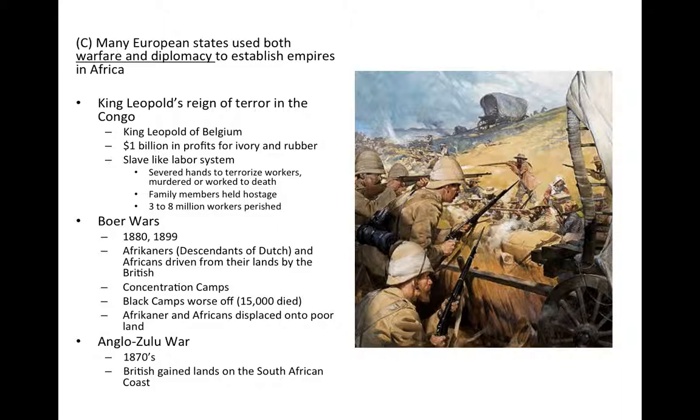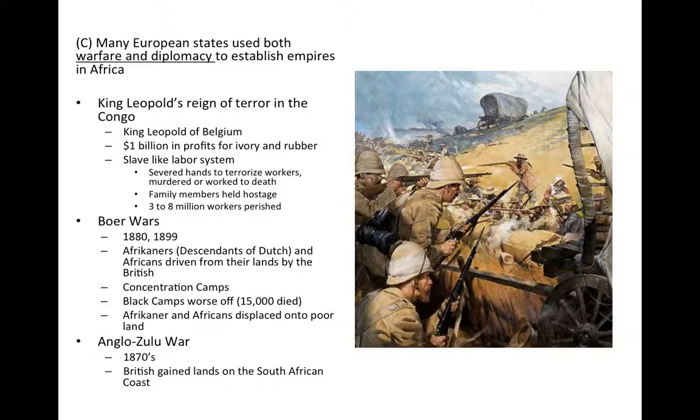He was brutal to the workers. He would terrorize the workers by severing their hands. He would murder workers. He would call for the murder of workers who maybe were resisting, and he would work many of the local Congolese people to death. Overall, 3 to 8 million workers perished. So that may not be conflict, but I think it would be kind of using violence to submit or to oppress the African people.